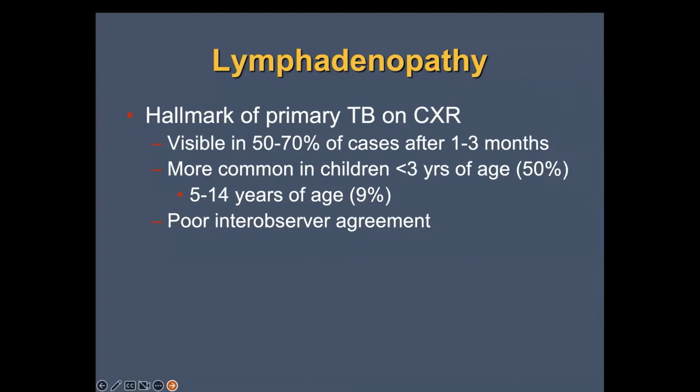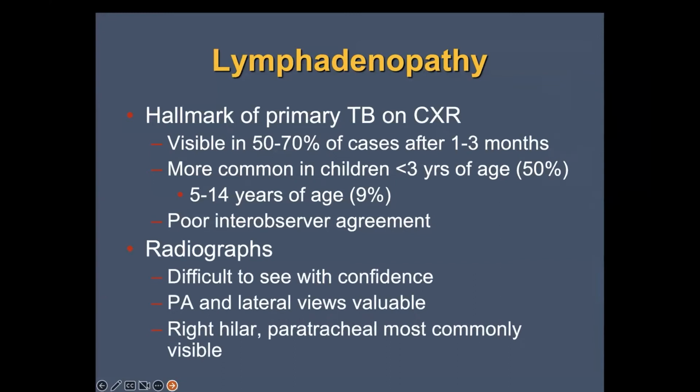And really you can see abnormal lymph nodes in the majority of children that have TB after about 1 to 3 months after infection. It's going to be much more common in young children, particularly children under 3 years of age, than it is in older children. And it's pretty hard to see in some cases. And so when we look at the chest x-ray, we don't always agree as to whether there actually are lymph nodes there or not, because they occur in subtle places in the chest.